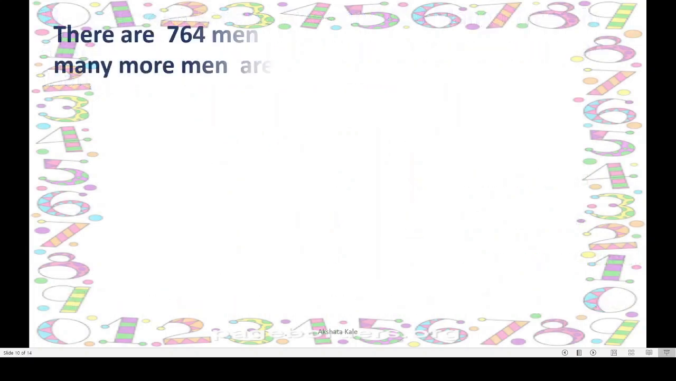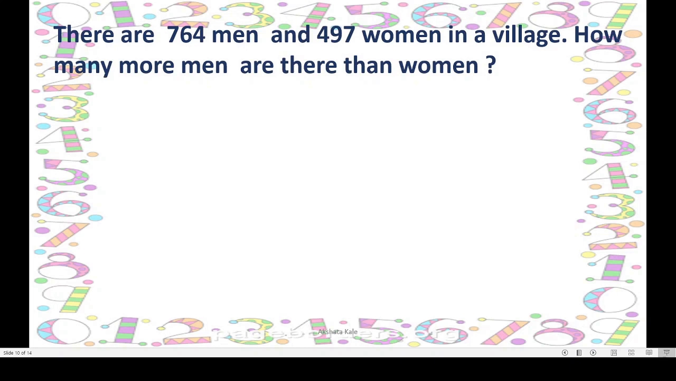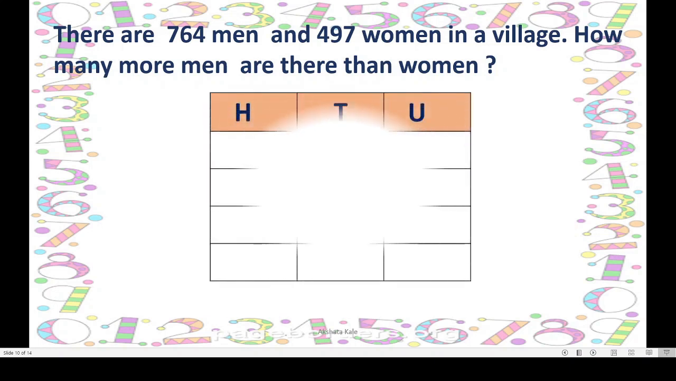Next, there are 764 men and 497 women in a village. A village is there. In that, men and women are there. Their numbers are given. Here we have to find out how many more men are there than women. Yes, you can see the number 764, that is men, and 497. Fewer women are there in that village. So we will find out how many more men are there in that village.